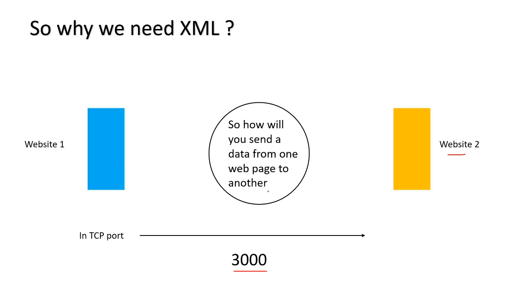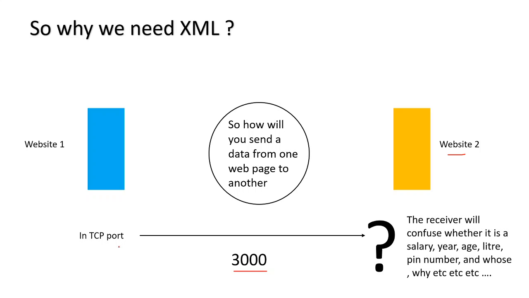In TCP, the receiver will be confused whether it is a salary, year, age, pin number, and whose it is, and so on. Website 2 will be totally confused about why this 3000 came, whether it is a salary or a year, and where it came from. So there is a lot of confusion in website 2 about this data transmission.